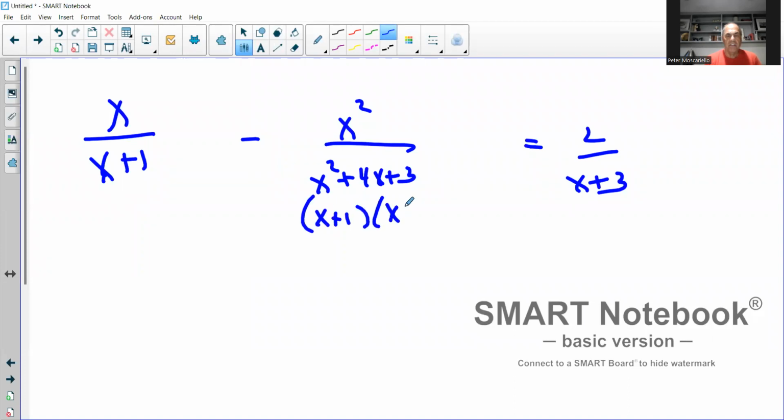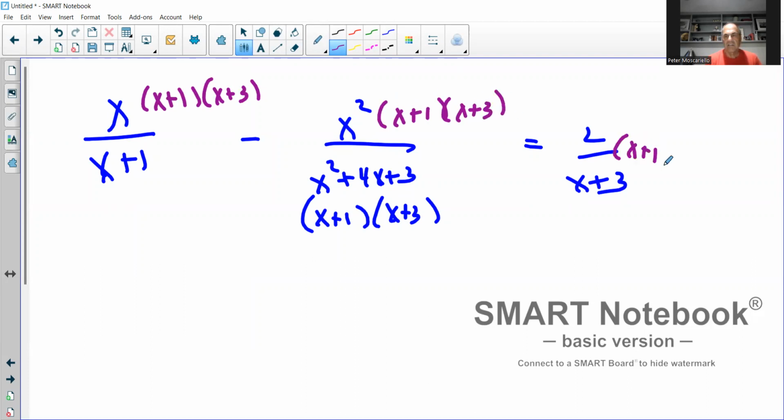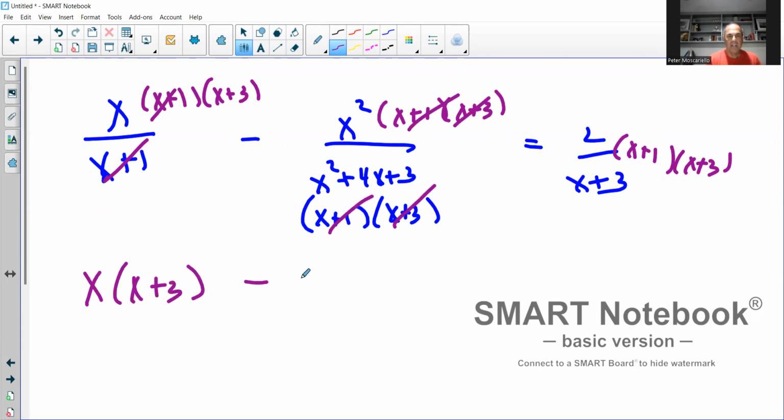All right, so this factors into x plus 1, x plus 3. What a surprise. Your LCD is x plus 1, x plus 3. So I put it here, in here, in here. As promised, the denominators will cancel. So I have x plus 3 minus x squared equals 2x plus 1.